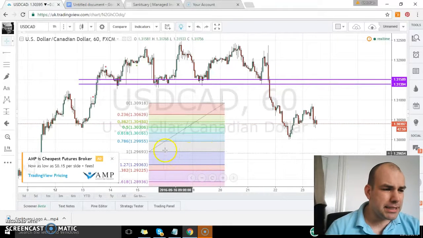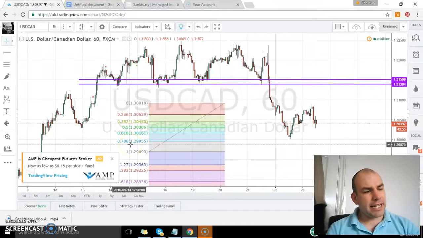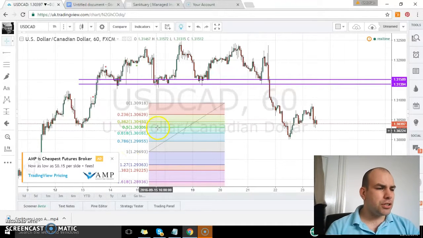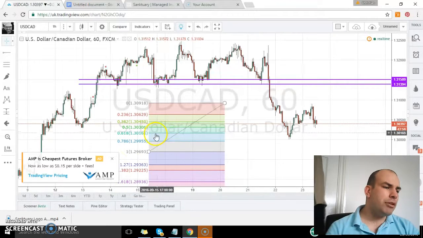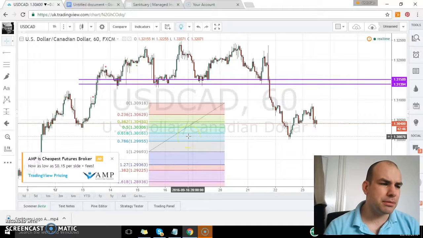So if you had a move, say for example a bullish trend, and you're looking to get in on that trend at a pullback, these ratios can outline areas of support where the market could turn around and then resume its upward trend.